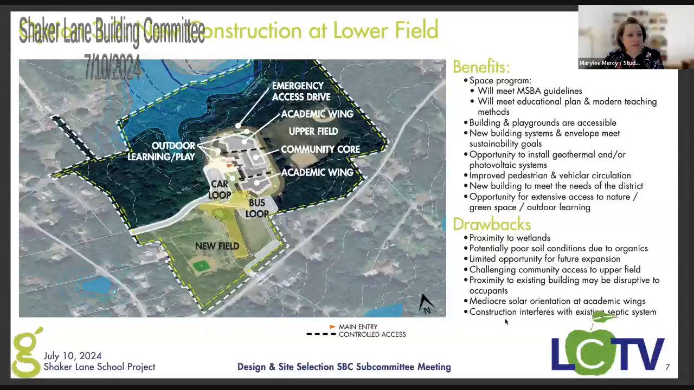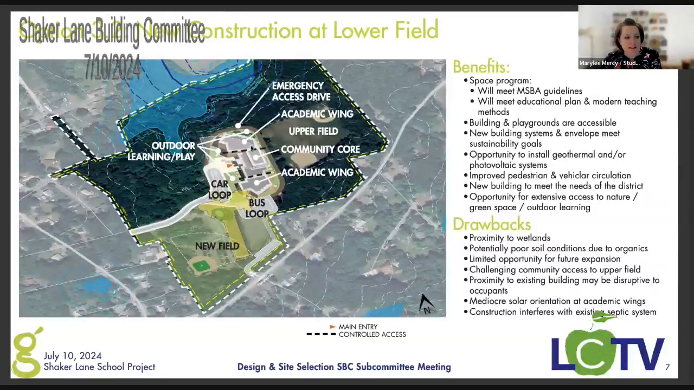Next new construction option. This one shows construction at the lower field. This, I think, is an instance of us doing our due diligence of exploring every possible building location on the site to make sure that we've exhausted our options. This yellow outline, again, is where the existing school is. The new one would be built on the lower field. It is showing overlap here, but this is diagrammatic. We would make sure that there was not a conflict there so that you could keep the old school in operation while the new one's being built.